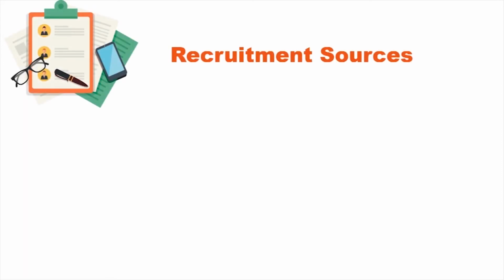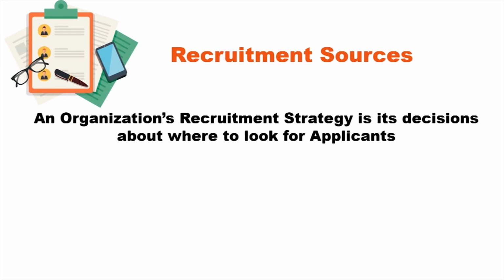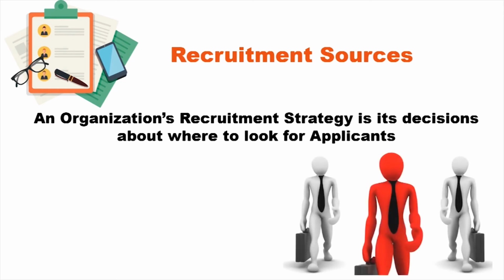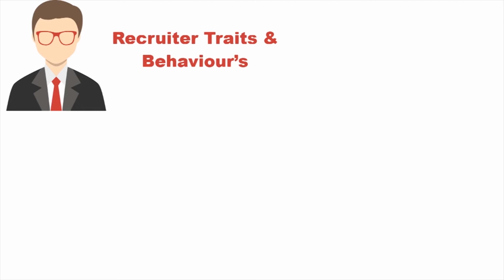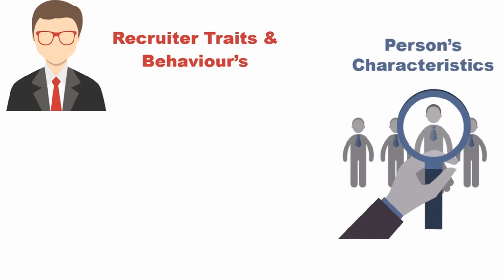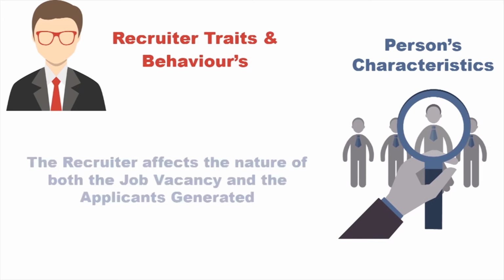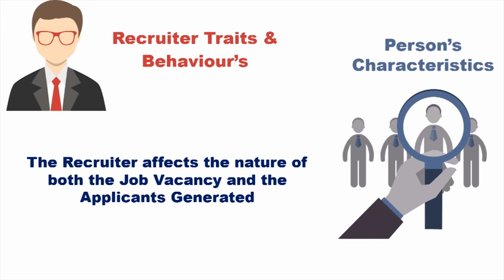Recruitment sources. Another critical element of an organization's recruitment strategy is its decisions about where to look for applicants. Recruiter traits and behaviors. The third influence on recruitment outcomes is the recruiter, including this person's characteristics and the way he or she behaves. The recruiter affects the nature of both the job vacancy and the applicants generated.